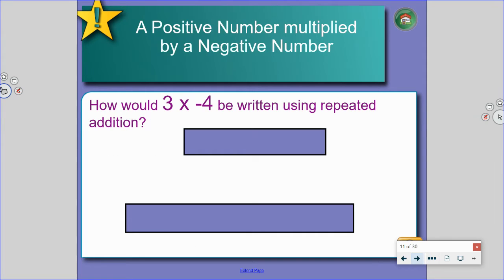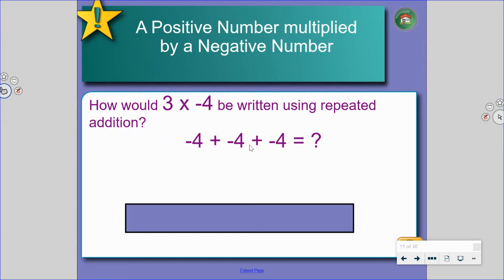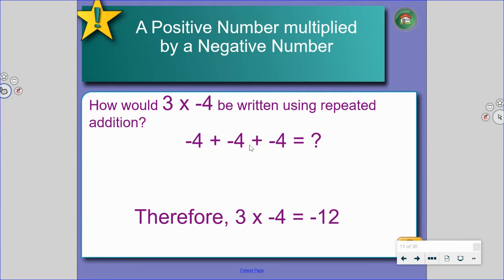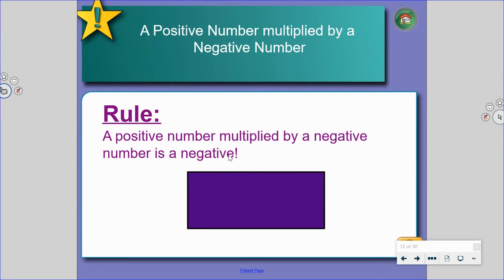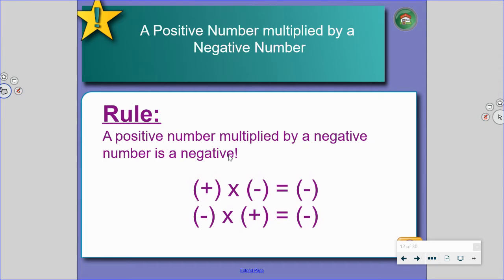So then what if I would ask you, what is 3 times negative 4 using repeated addition? Again, we have 3 sets of negative 4. Negative 4 and another negative 4, so you're going deeper underwater, and another negative 4. So 3 negative 4s will be negative 12. Ultimately, here's the rule. Positive number multiplied by a negative number is a negative because you're repeatedly going down, down, down, down, down.